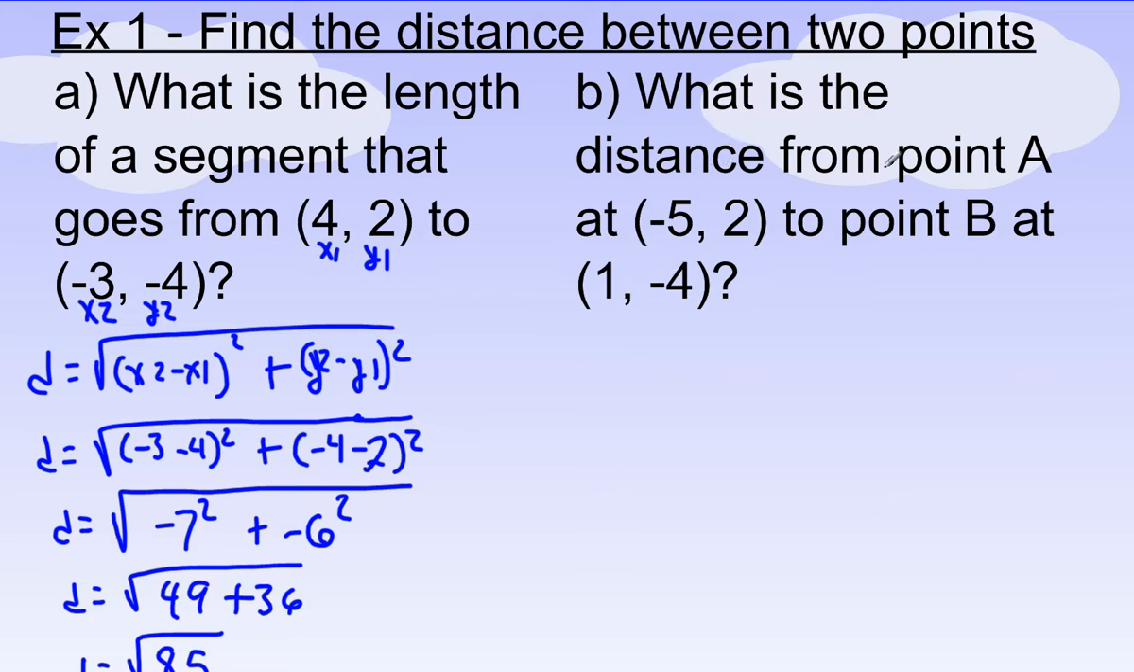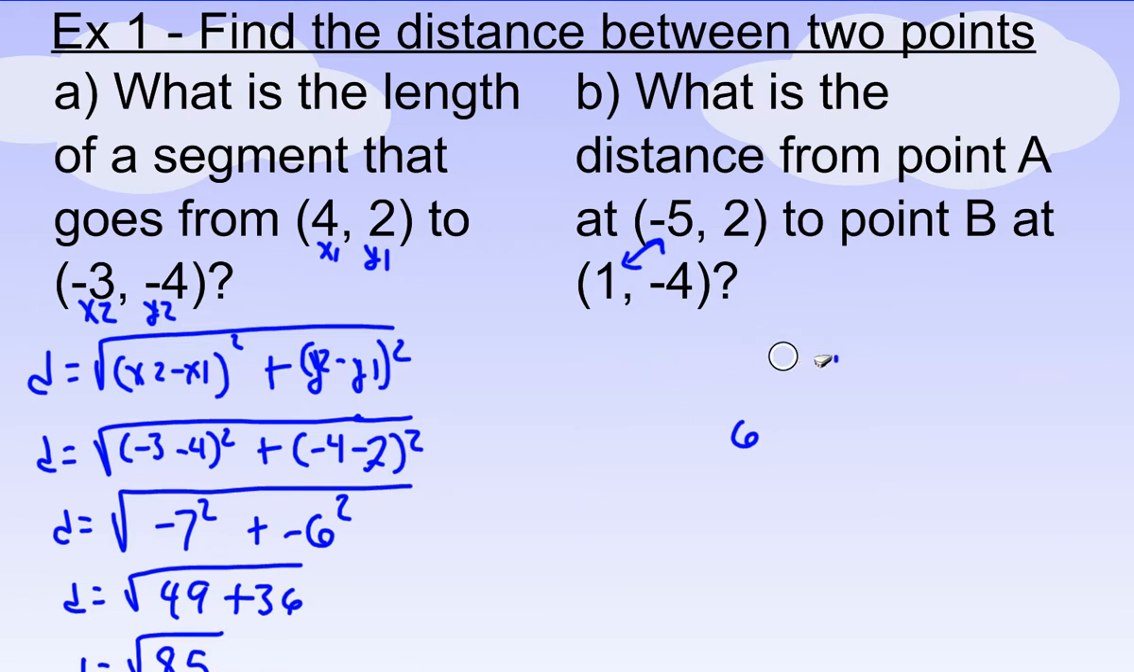So it says, what is the distance from point A at (-5, 2) to point B at (1, -4)? So you have to find out how far it is from here to here. What is the distance between these two? Well, the distance between -5 and +1, I know the distance is 6. There's 6 numbers between -5 and +1.